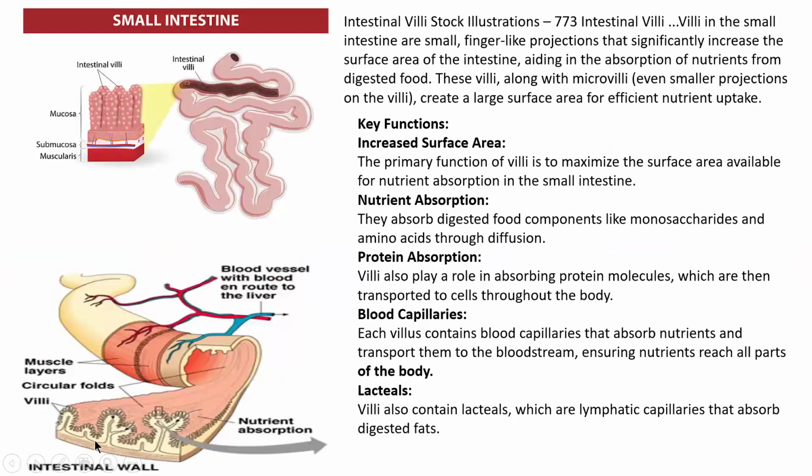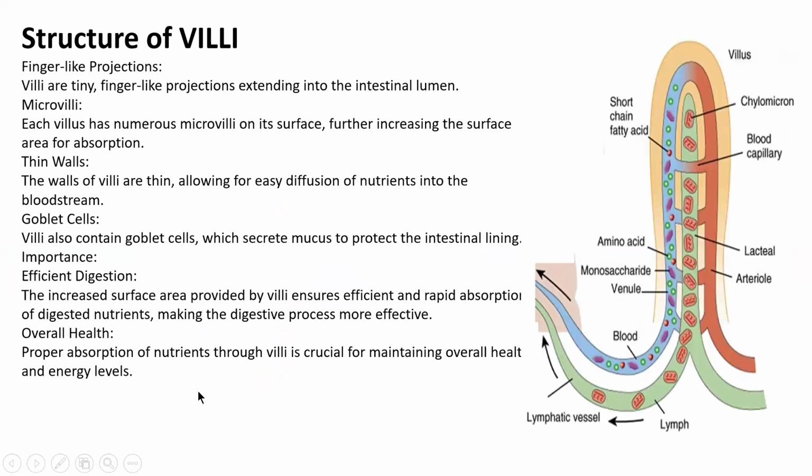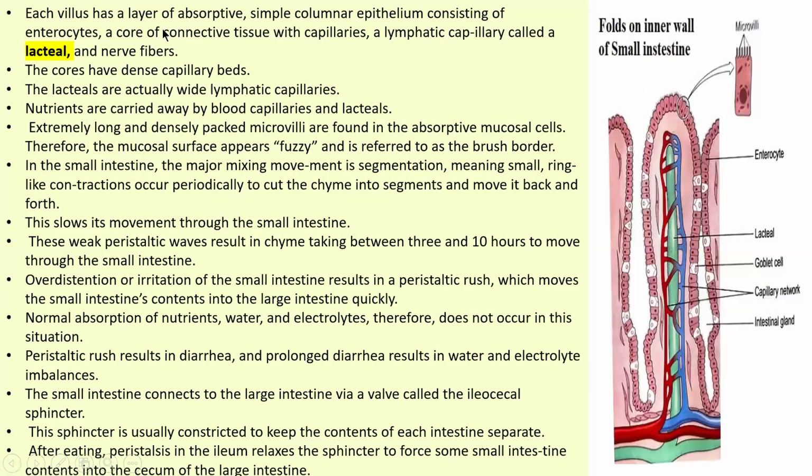So villi have a layer of absorptive simple columnar epithelium, which consists of enterocytes, a core of connective tissue with capillaries, and it also consists of lymphatic capillary, which is called lacteal, and nerve fibers. A villus has a layer of absorptive simple columnar epithelium. So what type of epithelium is it made up of? Simple columnar epithelium.